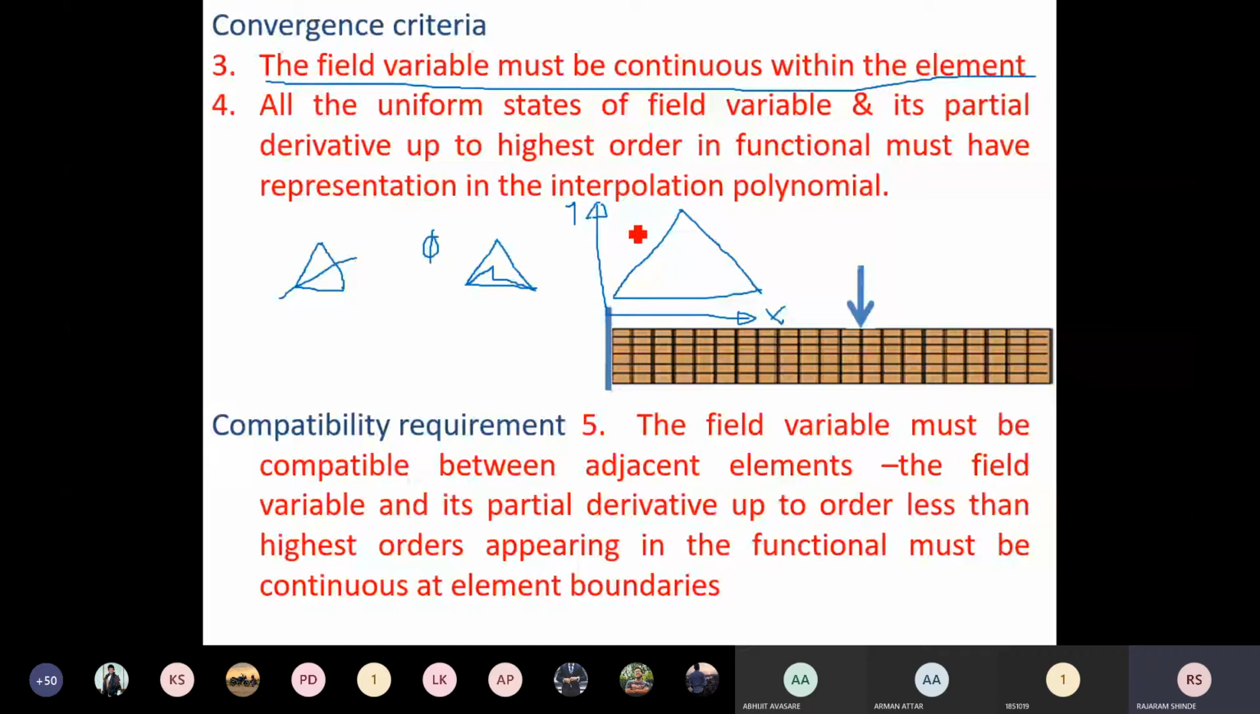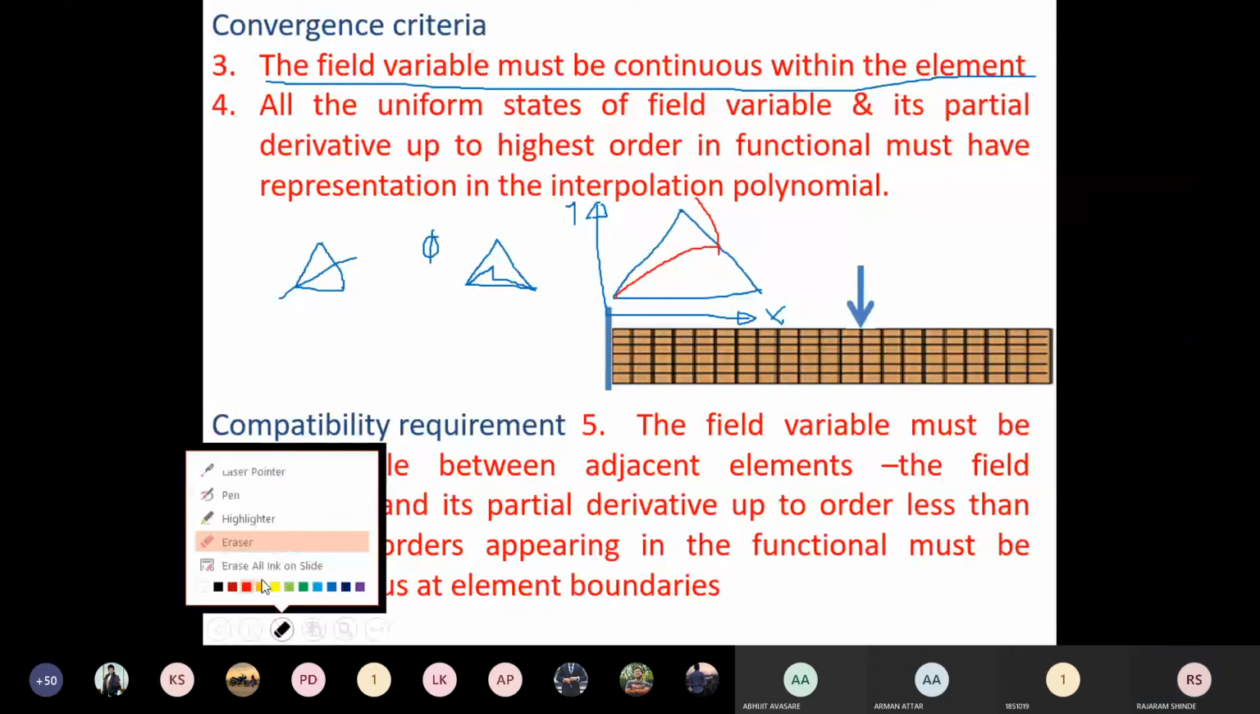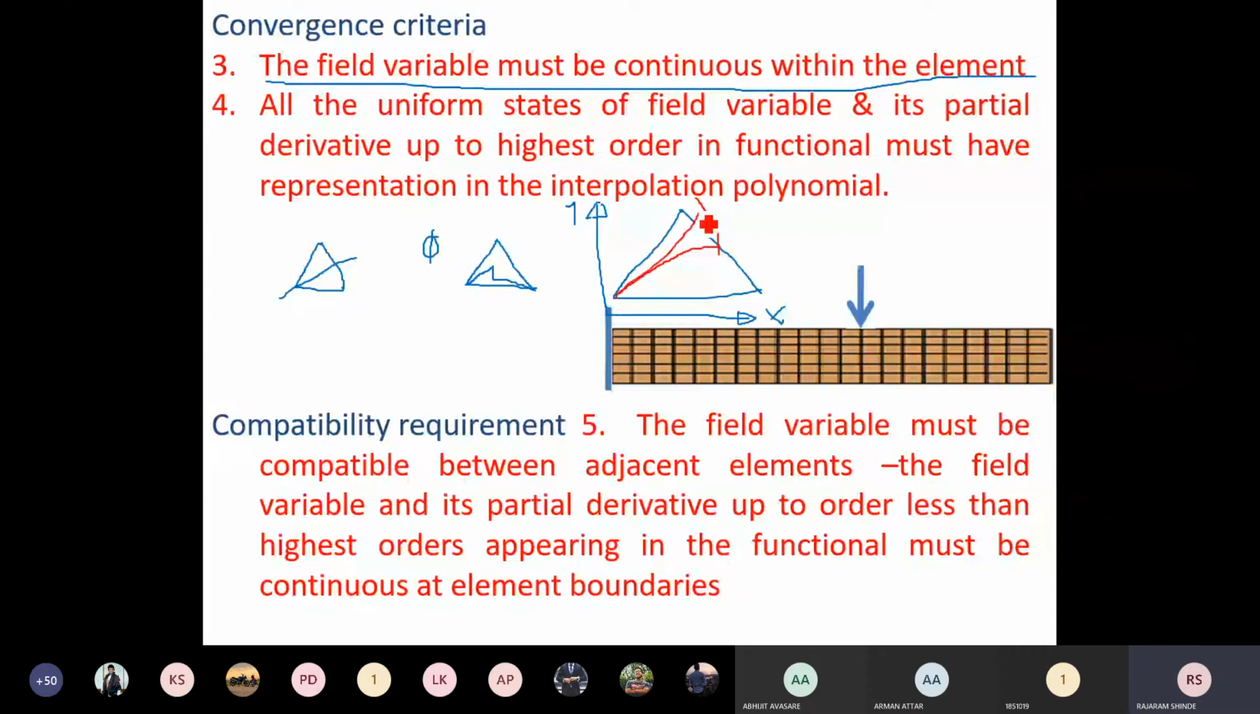Now see here, your field variable should be continuous in the element, like this. Are you getting this? It should be continuous in the element. For simplicity, I will take this triangular variation. There should not be a break here. If it is varying like this and suddenly changing, it starts from here, then it breaks, and then again starts. This is not acceptable.